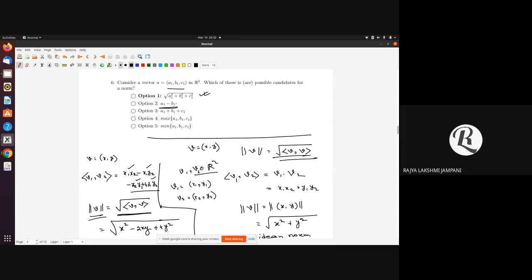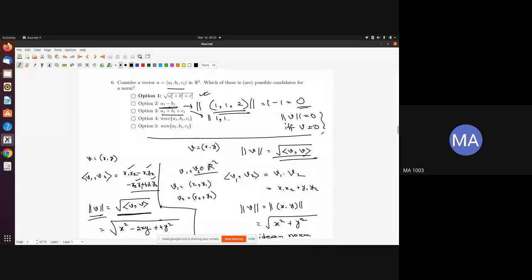It may not always be greater than 0. If I take 1, 1, and anything here, the norm of it will be 1 minus 1, that is 0. So it contradicts the property that the norm of V is 0 if and only if V is 0. This property is not satisfied. What about the third one? It's the same thing: I can choose 1, 1, minus 2, and it will give me 0.